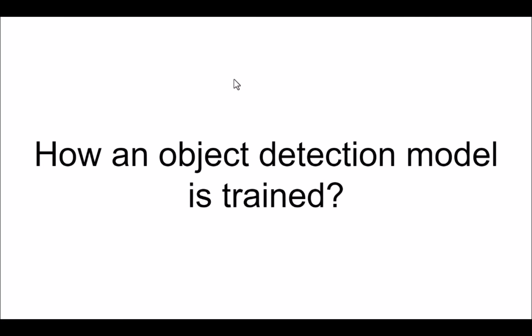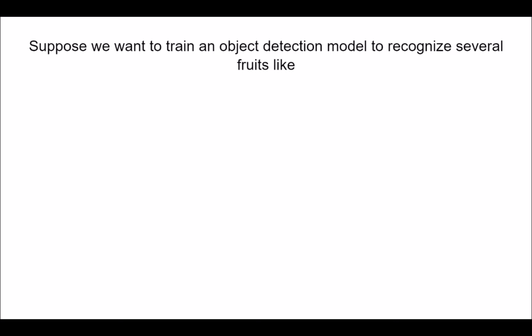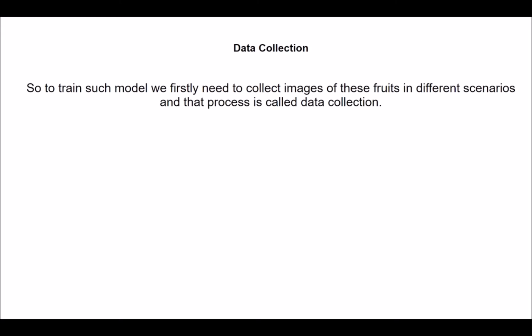Welcome to this lecture. In this lecture, we will see how an object detection model is trained. As we now know, an object detection model can recognize things and also locate the position of those things. But how can we train our custom object detection model? Suppose that we want to train an object detection model to recognize several fruits like watermelon, pineapple, kiwi, and apple. To train this model, we first need to collect images of these fruits in different scenarios.